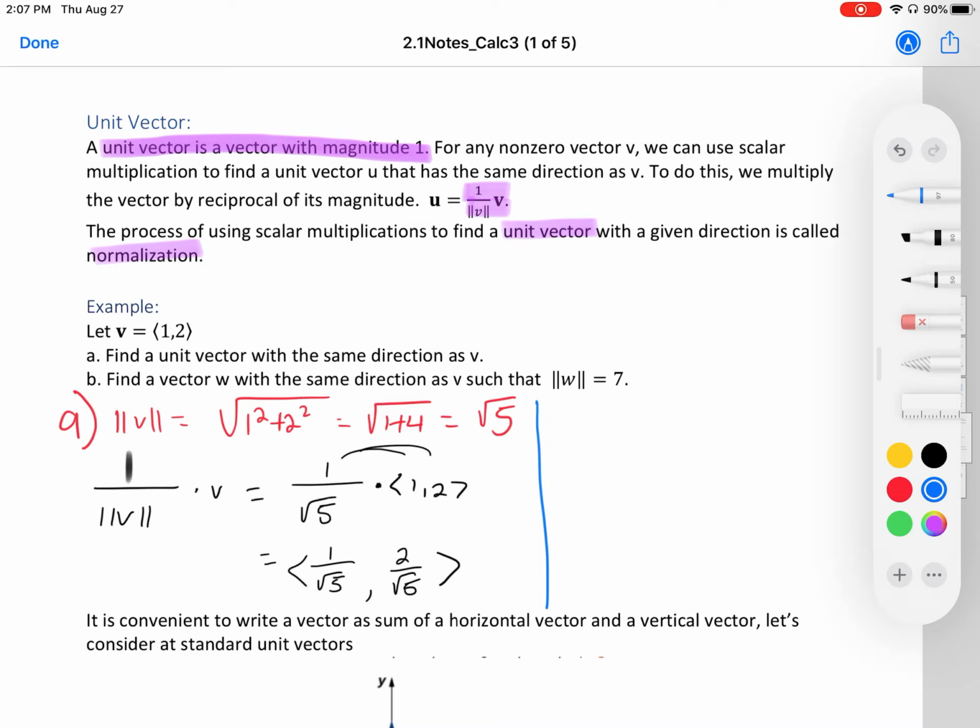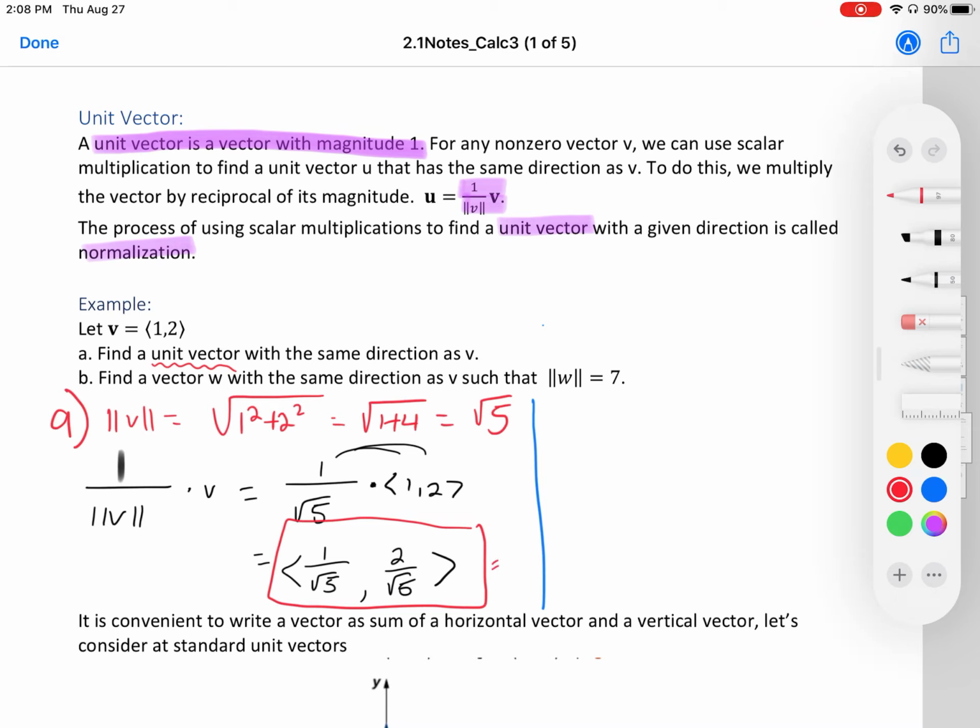Well, we have already found that the magnitude of U gives us a measurement of 1. So this, let me highlight it, is found by being the unit vector. It has a magnitude of 1. So if we want it to equal 7, all we have to do is multiply a 7 to it.